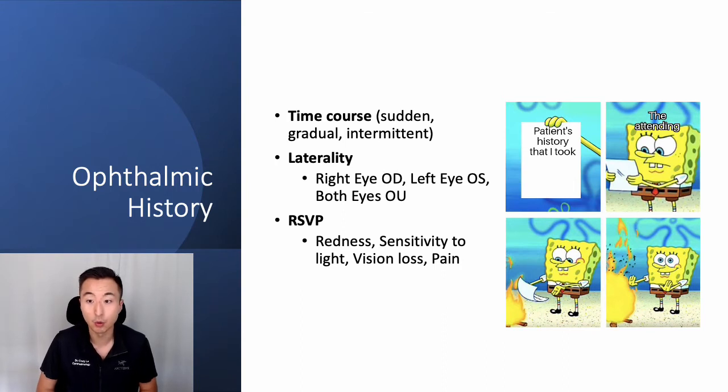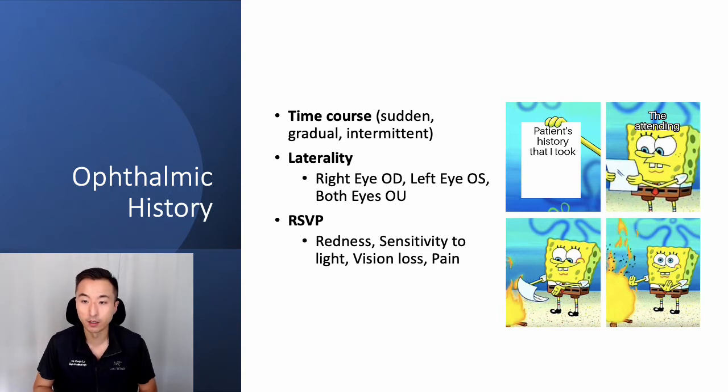The first is the time course of how their red eye started. So whether it gradually started over the course of days, whether it was very sudden, and whether it comes and goes. Those couple of pieces of information are really helpful in narrowing down what might be the cause of their red eye.